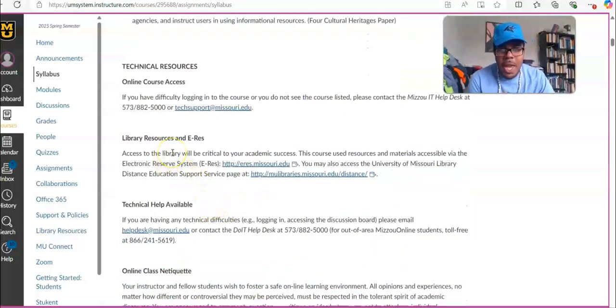Library resources and e-reserves. I actually should not have anything on e-reserve in this class, but still, a lot of the things that are offered in this class are offered through the library, so you're going to need to be able to log into the library. You need to go to library.missouri.edu, and then you'll be able to log in whenever you need to access resources.